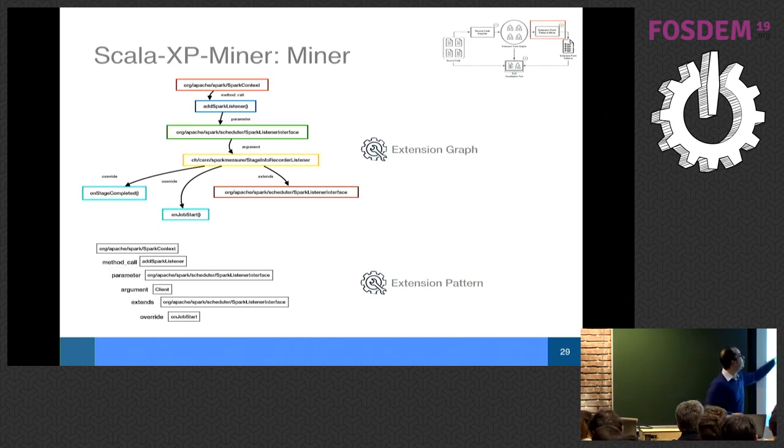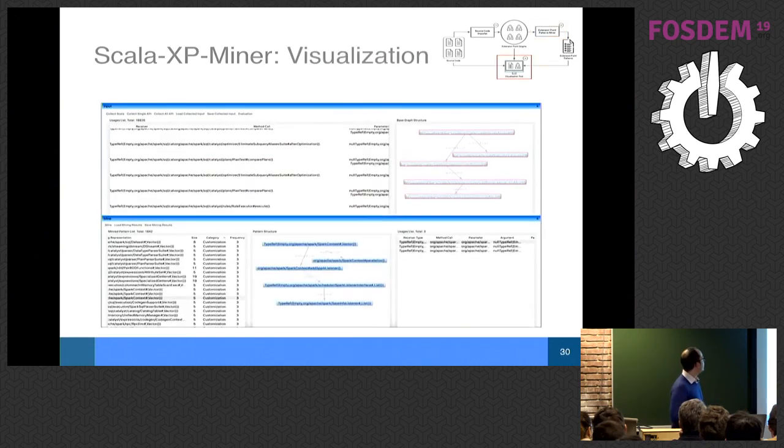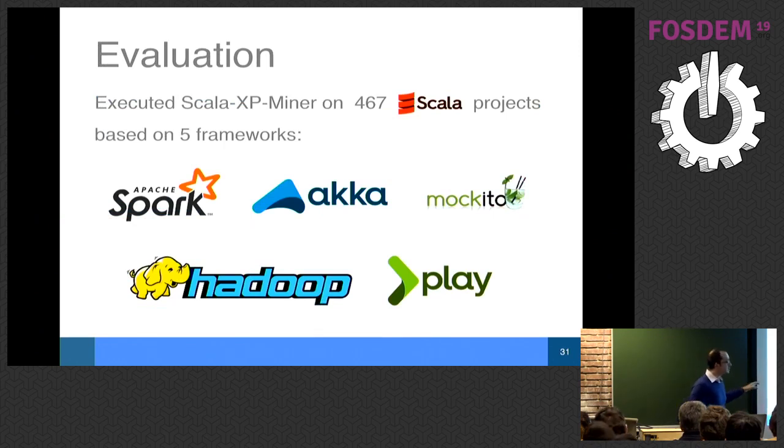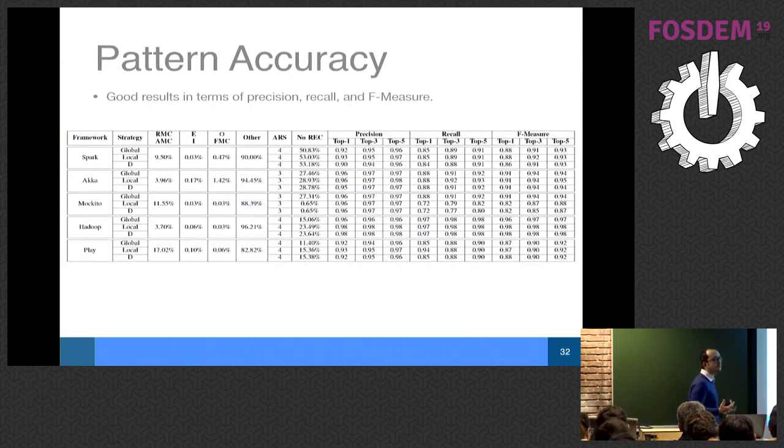After this part, we run our miner. With respect to the previous approach, in this case we run a subgraph mining algorithm, which is Apriori. And then we visualize the data. What is important is that in this case as well, we tried to evaluate our approach, mining several projects from Scala. We mined five different frameworks: Spark, Akka, Mockito, Hadoop, and Play. And we saw something pretty interesting.